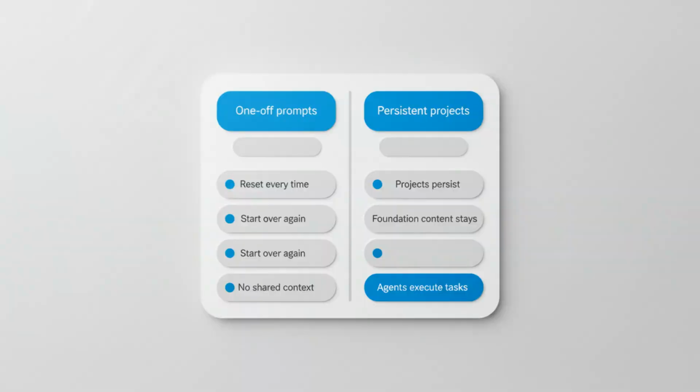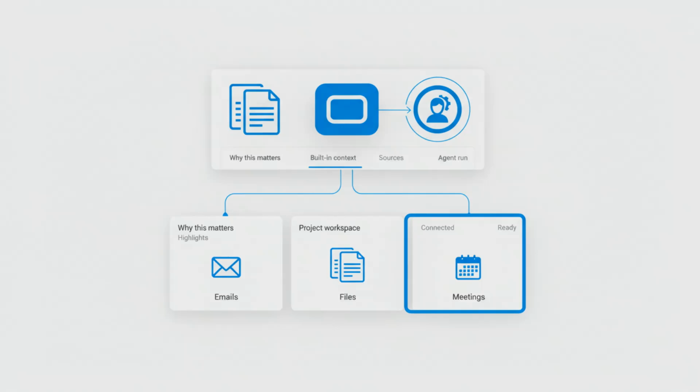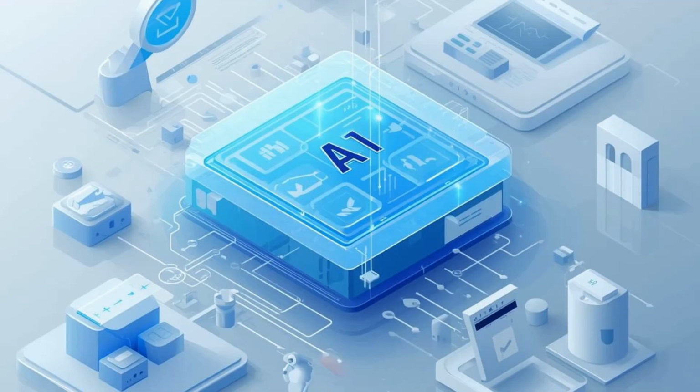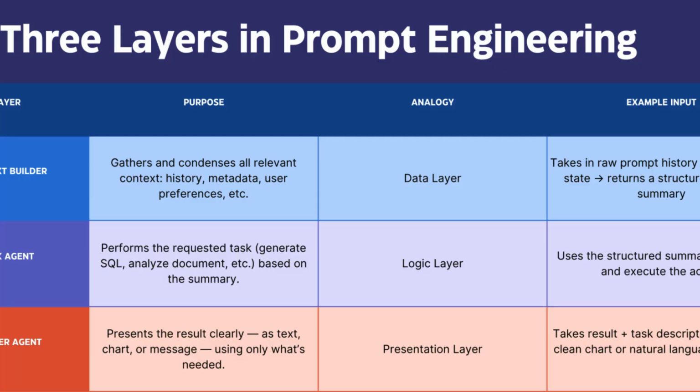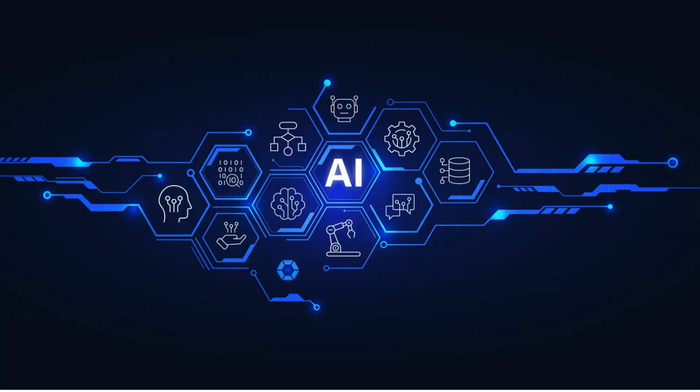This is the difference. Prompts reset every time. Projects persist. Agents execute. And here's why this matters for Copilot users. Copilot works because Microsoft already built projects and agents for you, using your emails, files, and meetings. Once you understand this pattern, you stop fighting Copilot and start working with it. ChatGPT Projects simply make that architecture visible. The future of AI isn't better prompting, it's better architecture.